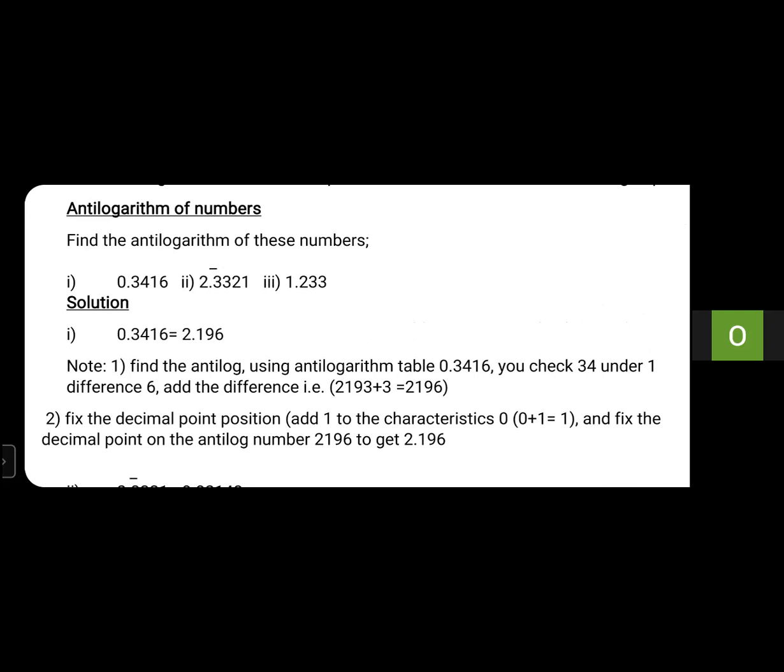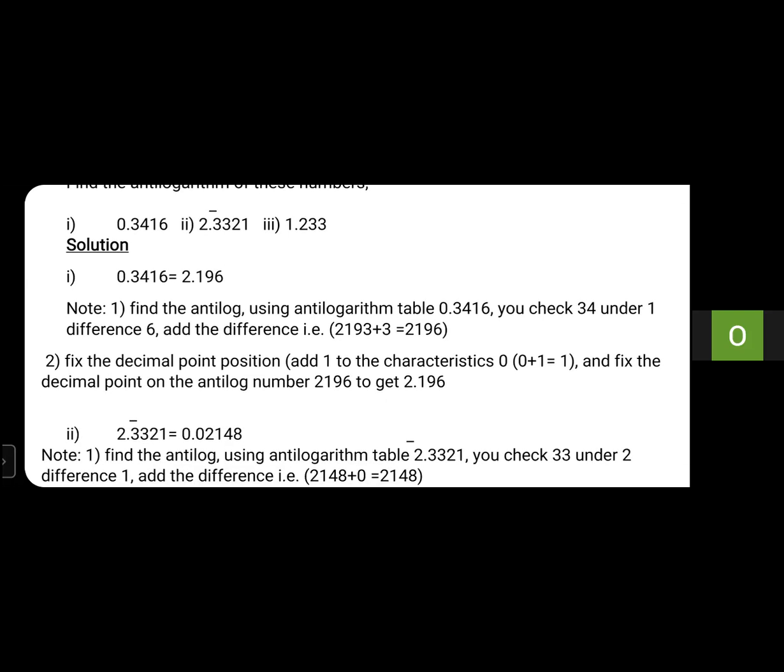Now, that 1 we get, whatever we get after adding 1 to the characteristic, tells us where our decimal point will be on the antilog we just checked under the table. The antilog we just checked is 2196, right? Yes, ma'am. Adding 1 to the characteristic of 0, which gives us 1, tells us that we are fixing the decimal point after the first digit. So we fix the decimal point on the antilog number 2196 to get 2.196. That is, the decimal point comes after the first digit, which is 2. So that's how we got 2.196. Do you understand? No, ma'am.